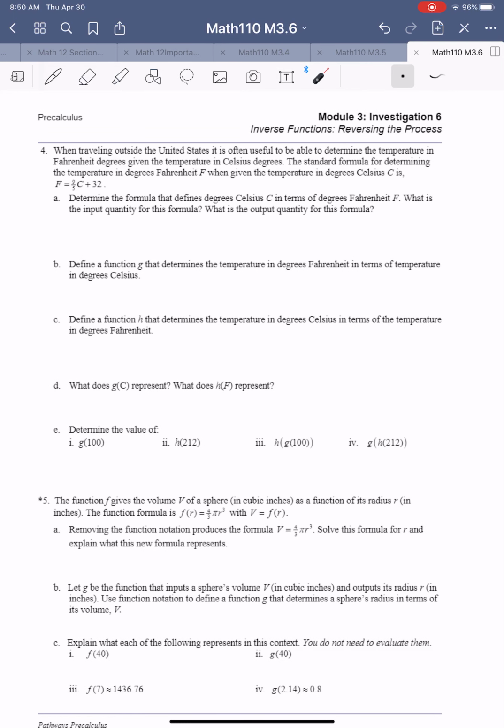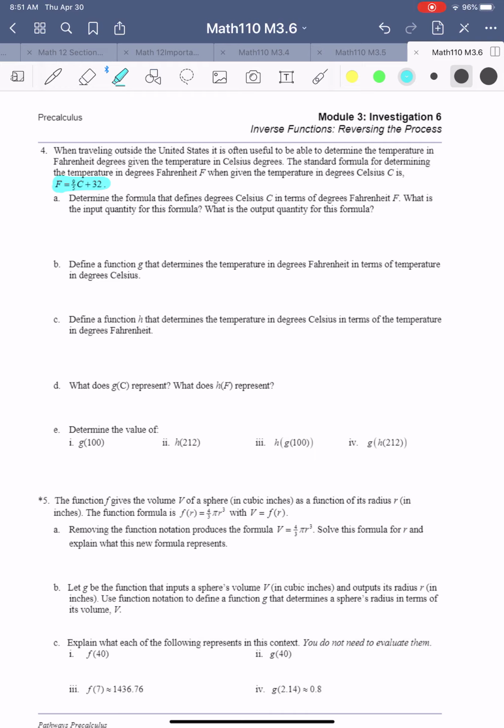In example 4, when traveling outside of the United States, it is often useful to be able to determine the temperature in degrees Fahrenheit given the temperature in degrees Celsius. The standard formula for determining the temperature in degrees Fahrenheit F when given the temperature in degrees Celsius C is this form. So we need to use this formula. This is the conversion formula. Fahrenheit is always equal to 9/5 times the Celsius temperature plus 32.